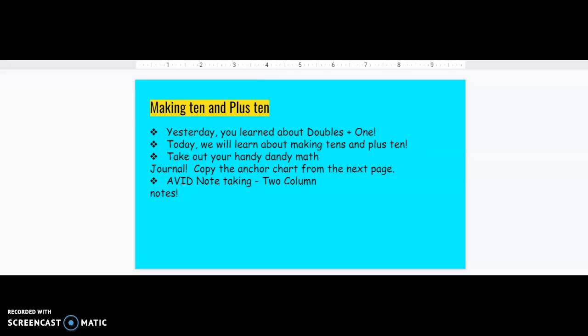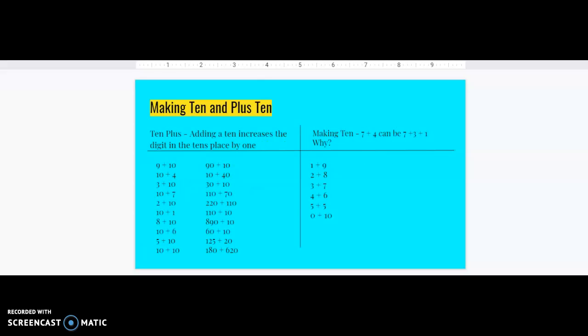Today you're going to take out your math journal and copy the anchor chart that's on the next page. The AVID note-taking tool we're going to use today is the two-column note-taking tool. Making 10 and plus 10. On the left side, we have strategies for 10 plus. And on the right side, we have all of the making 10 problems.